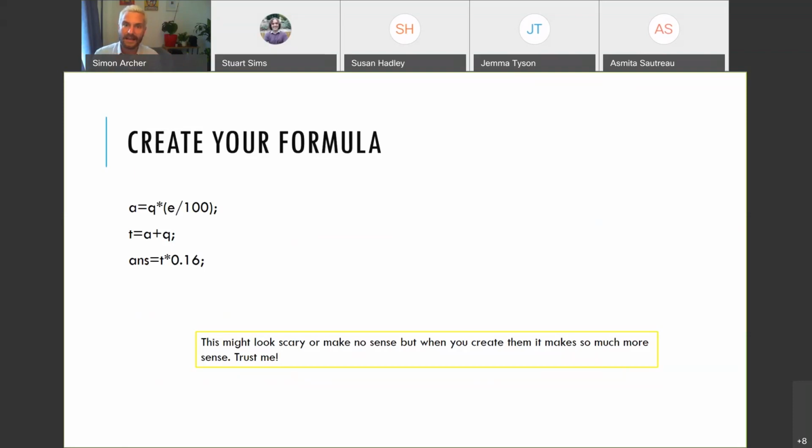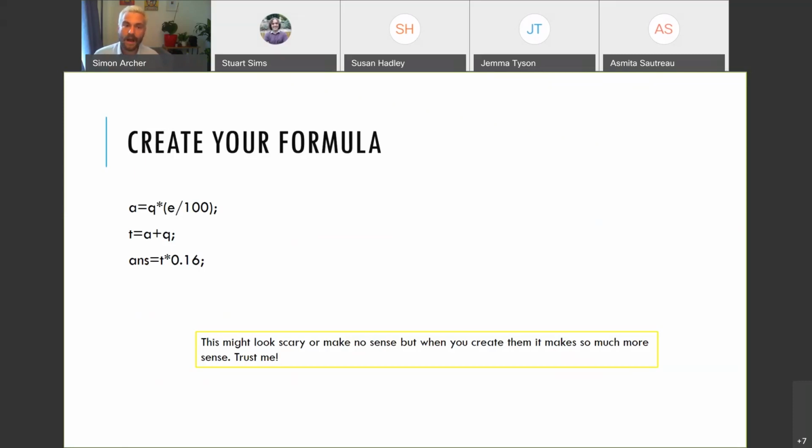So A is essentially my excess amount. My next step is I want to work out the total weight now. So my total weight, or T, is equal to A, which is that excess, plus Q, which is what my final quantity is. Therefore, T is the total weight that I've created. So if it was 20%, I've worked out that T is going to equal 120 grams.